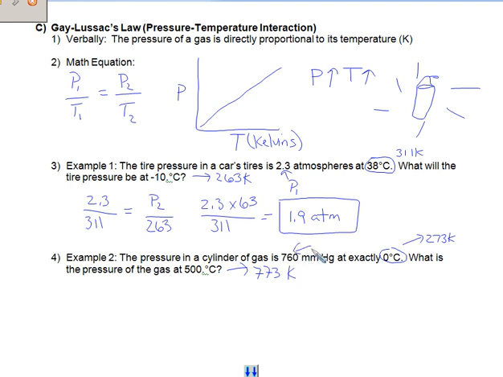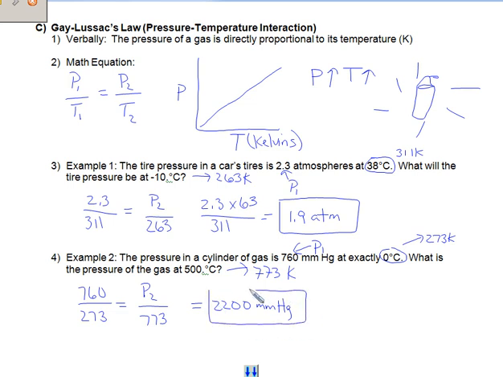There's our P1 right there, and we're trying to figure out P2. So we're going to have 760 is to 273 as P2 is to 773 Kelvin. When we work through the math, you're going to get 2,200, this is with significant figures, millimeters of mercury. Put a box around it so that everybody knows you're done, and you're ready to try some Gay-Lussac's problems.